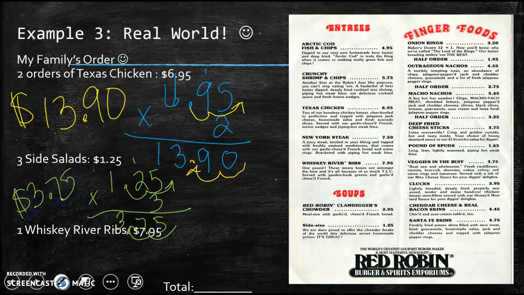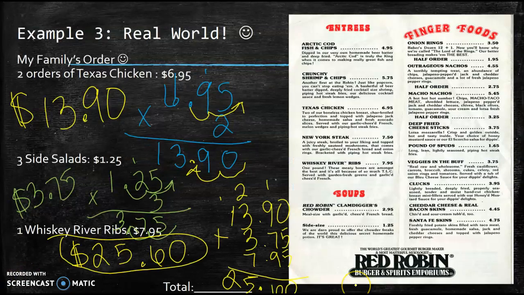And then we're going to add them all up. So we're going to add our 3. All right, and if we add up all of those pieces, our chicken, our salad, and our ribs, we end up with $25.60, which is not a bad deal. Sorry for my messy writing. I'll plan better with my writing.